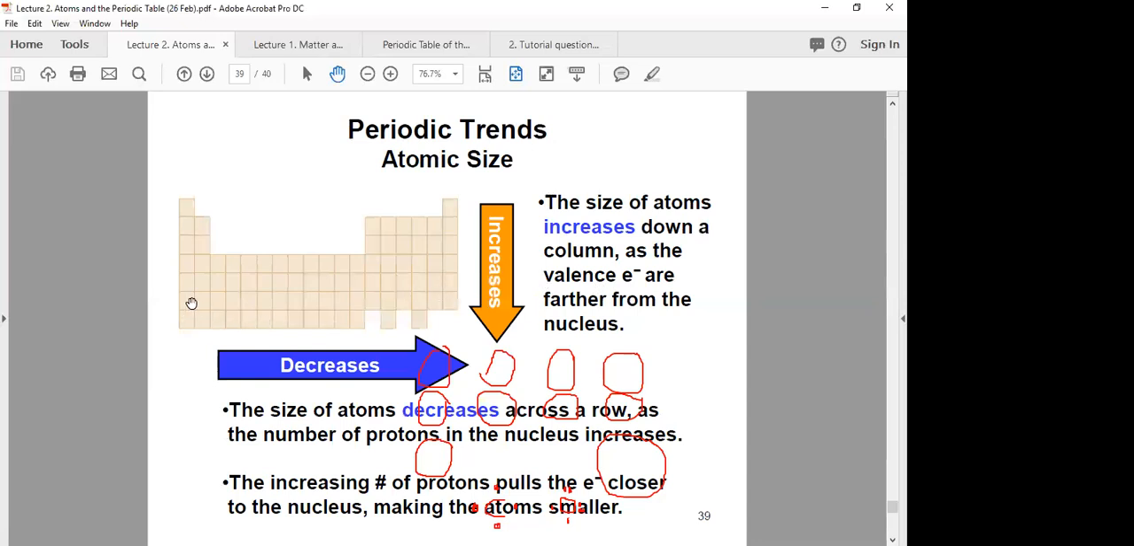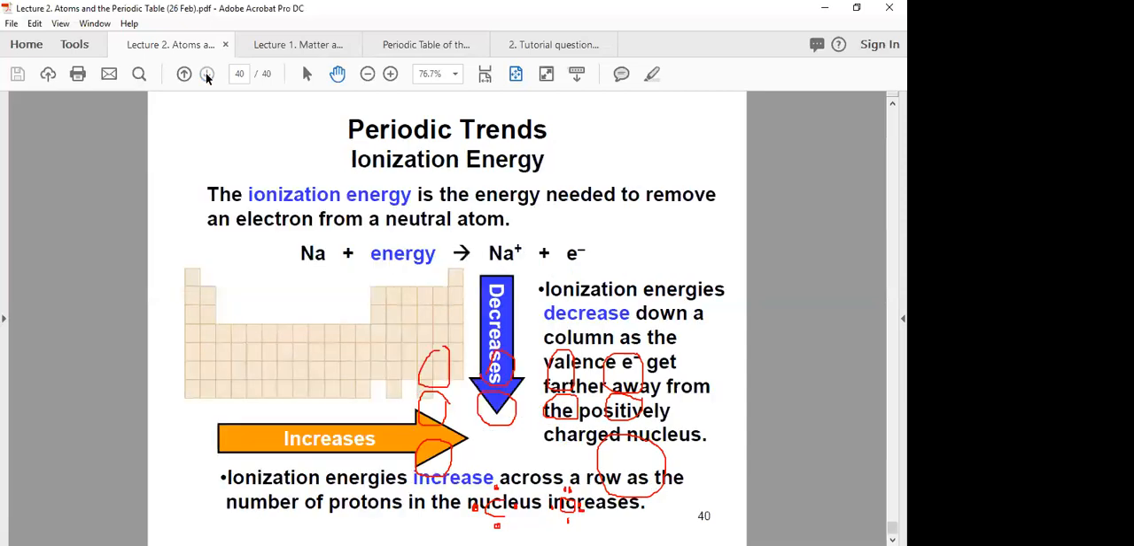Atomic size decreases as we go across a row. And that's because the number of the protons in the nucleus increases. So if you've got more positively charged protons in the nucleus, then they exert a greater pull on the electrons, pulls them closer to the nucleus, and it makes the atoms smaller. Okay, so that's a feature of the periodic table. We never really use this, but there is one tutorial question that relates to this slide. So don't forget that one. And finally, ionisation energy.